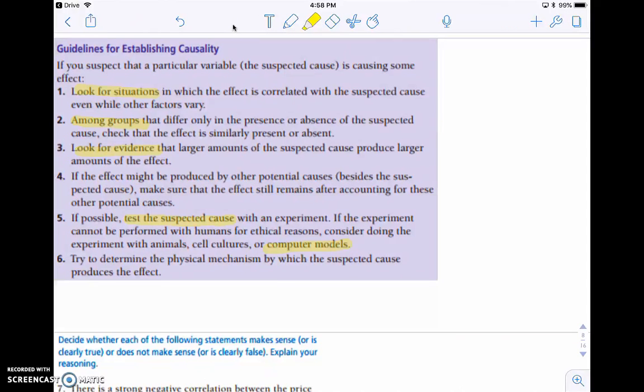And then lastly, try to determine the physical mechanism by which the suspected cause produces the effect. Try and get down to the small level as you can and figure out exactly how this suspected cause is actually producing that effect. So as you can see, causality is a pretty complex setup, and takes a lot of time. In the beginning, we're looking at observation, and then as we get closer to the end of trying to establish that causality, we're actually beginning to test things and really try and get hard data.